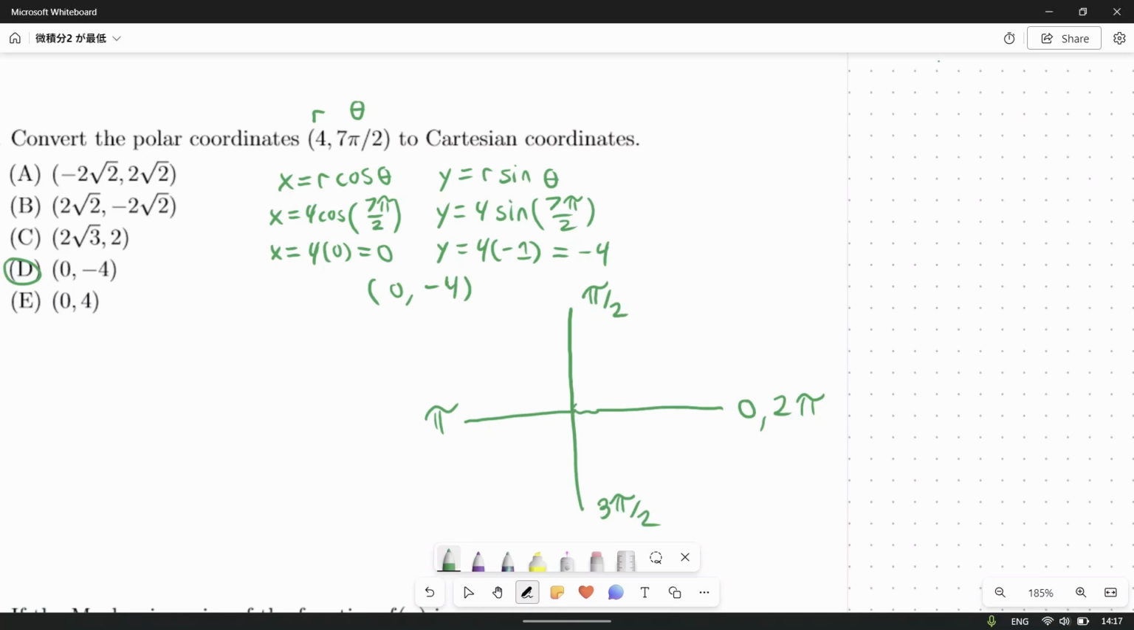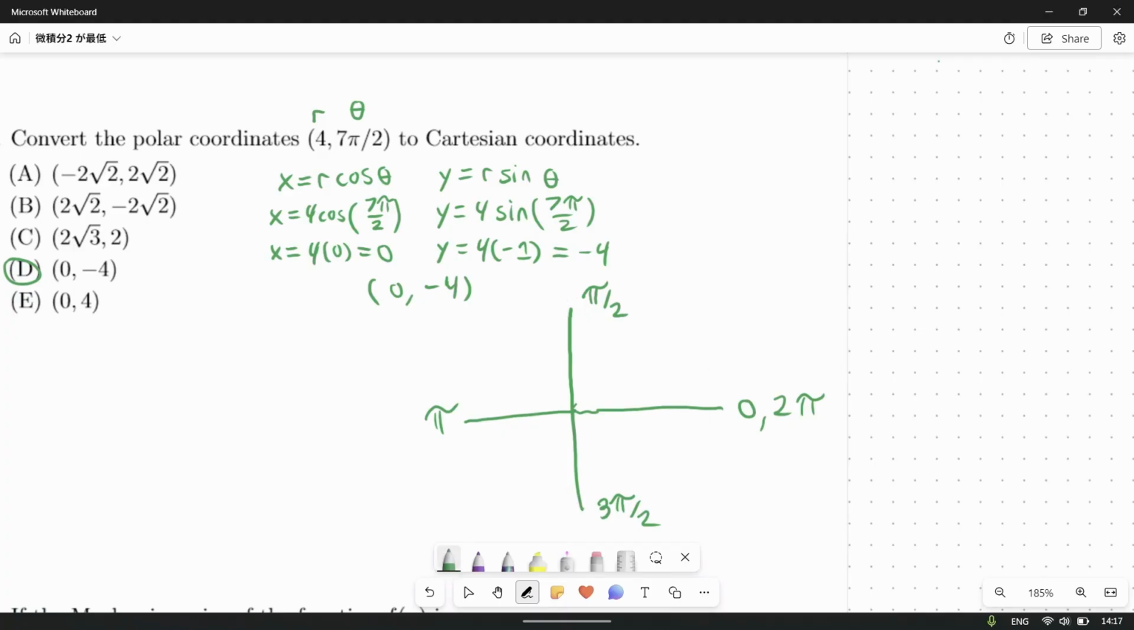So going back to theta, we have 7 pi over 2, and since it's a multiple of pi over 2, our point is going to end up somewhere on this axis. If that was a Cartesian plane, that would be equal to the y-axis, right? So from there, we just have to figure out where 7 pi over 2 lands. We just have to see if it lands on this side or that side.